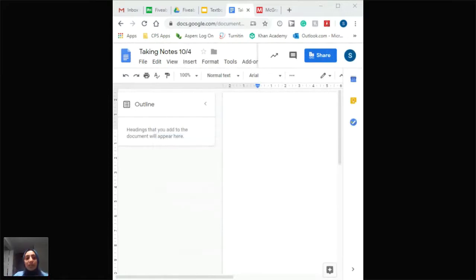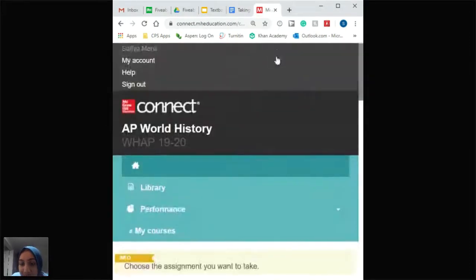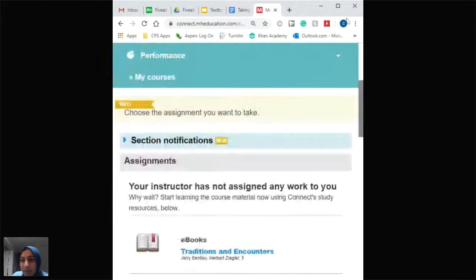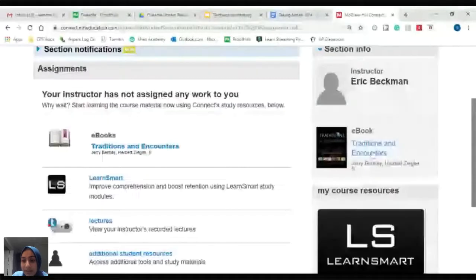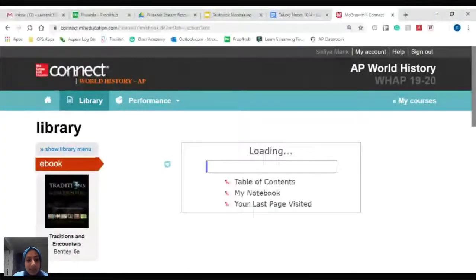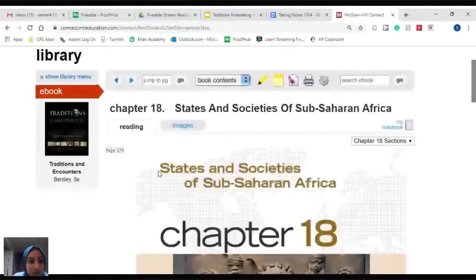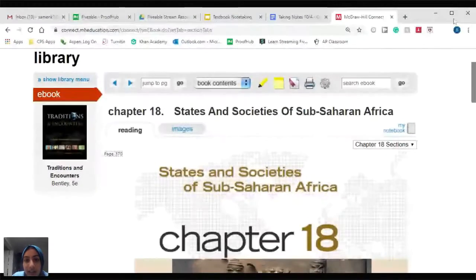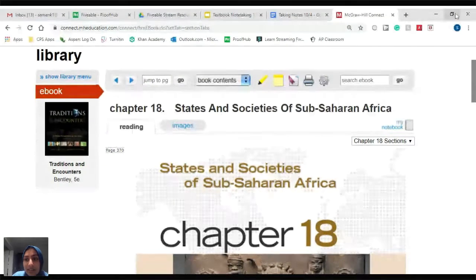There we go. Okay, so what I'm gonna do is, oops, I haven't opened up the textbook yet. Okay. So I have this AP World textbook here. It's called Traditions and Encounters. So basically today we're going to be talking about the states and the societies of sub-Saharan Africa.